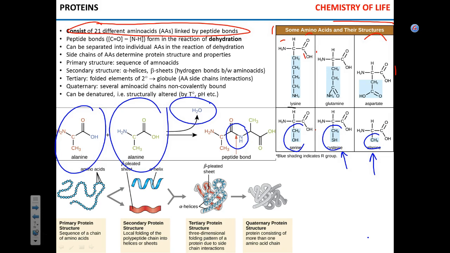Now, you can imagine that you can just keep adding amino acids, eventually forming a chain. Here in the left bottom corner, you see a chain of amino acids, what we call a polypeptide. And we can know the exact sequence of amino acids. This is called the primary structure of a protein. The exact sequence, just the sequence, is the primary structure.